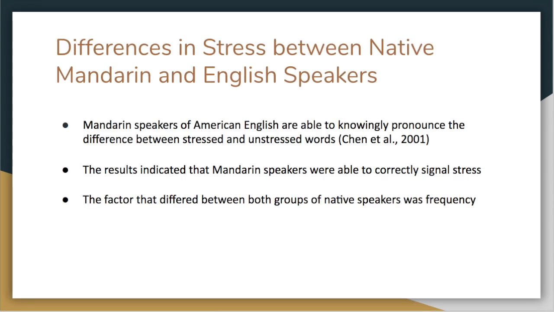A research study was conducted to determine if Mandarin speakers of American English are able to knowingly pronounce the difference between stressed and unstressed words. The researchers were able to determine the relationship by breaking down the features of stress. The results showed that native Mandarin speakers were able to correctly signal stress in sentences, but their acoustics differed.